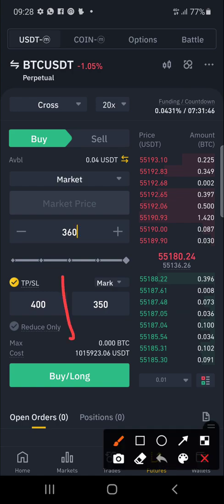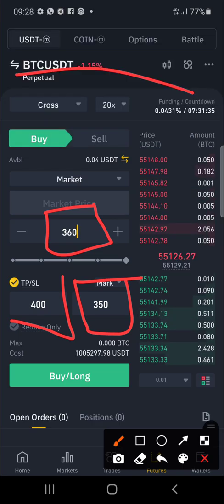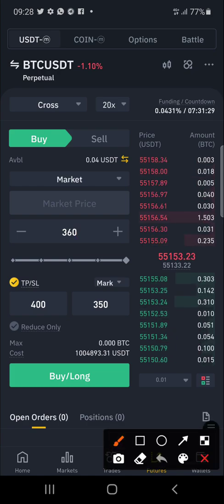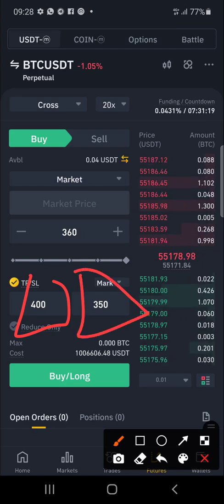Here is where you are taking profit, here is where you are stopping the loss, here is your current market price where you entered it. Let's assume now you want to take your profit here. If you take your profit at 400, you have made a gain of $40. But if the market started going against you, you lose $10. So you risk $10 to make $40.